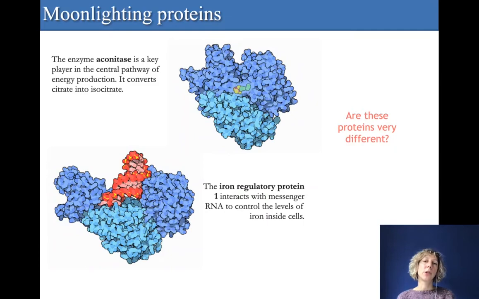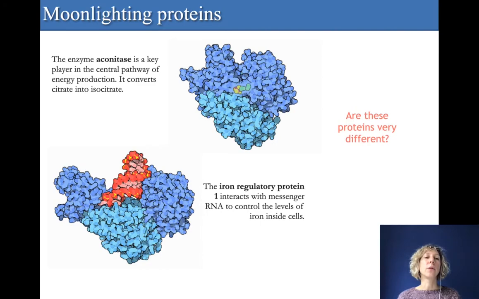We may have some strange things like here. So you see 2 proteins which are composed of 2 domains, and the 2 domains are colored in different colors. So on top, this is the aconitase enzyme. It's a key player in the central pathway of energy production. So it binds citrate and converts it into isocitrate. And at the bottom, we have a transcription factor. So it's a protein that interacts with RNA and which will control the levels of iron inside cells.